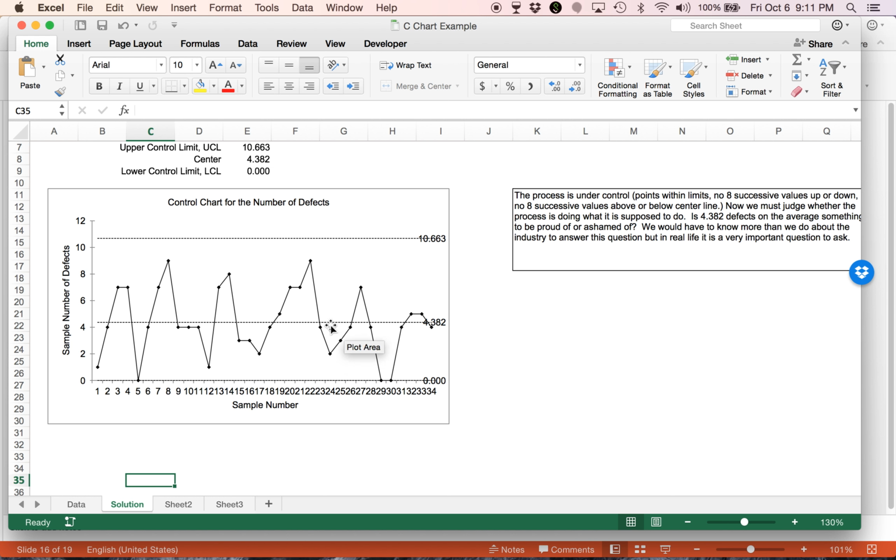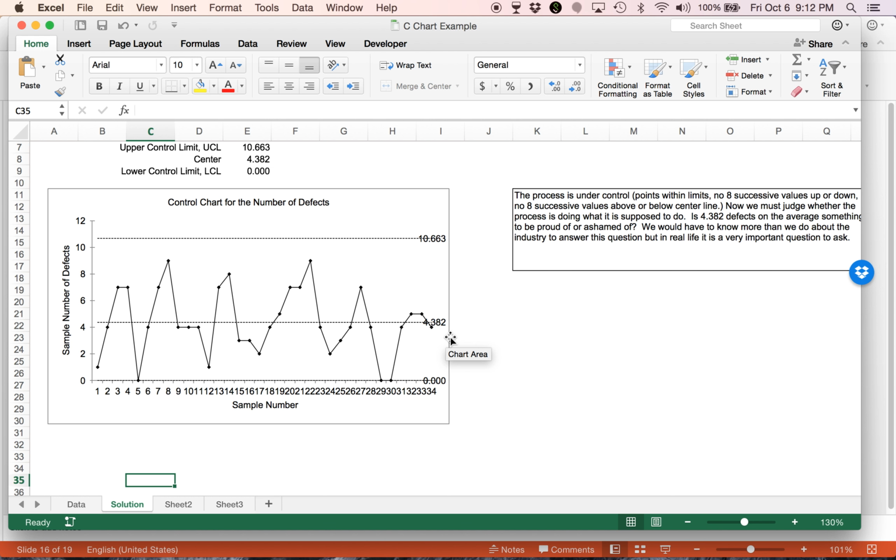The one thing we need to ask ourselves is that we have this average here. See the middle line here? The average number of defects is 4.382, about 4.4 defects or defective aluminum sheets. We have to ask ourselves whether that average makes sense. Is it okay for us to have about 4 defective sheets out of 34 possible?